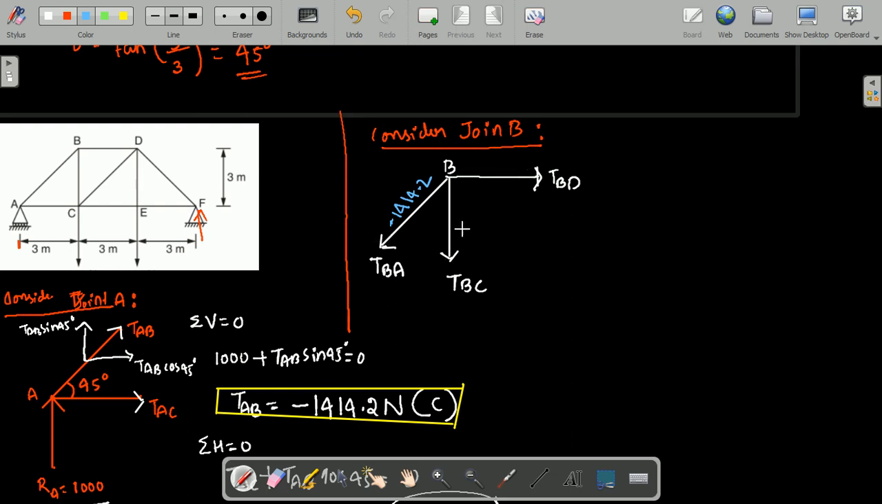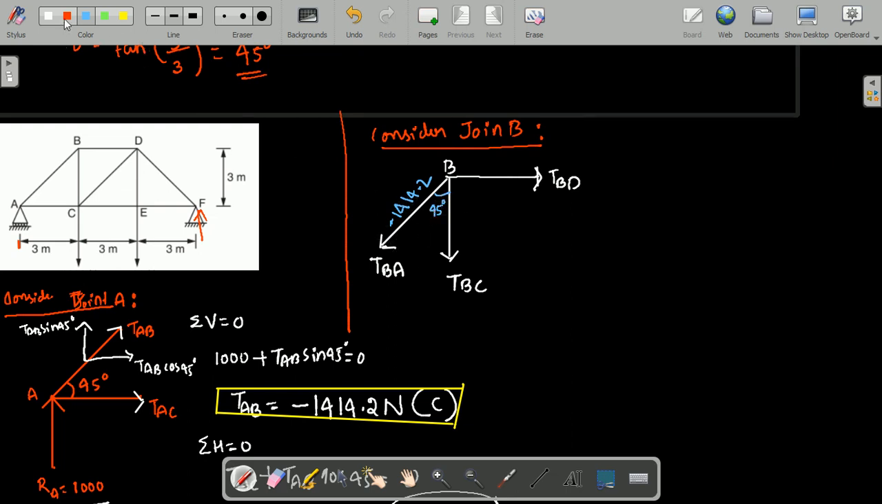So now the unknowns are 2, so that we can consider joint B, because the joint should be considered in such a way that there are only 2 unknowns in the joint. TAB is already known, TBC and TBD we need to calculate. And this inclination is known, either you can consider with respect to x axis or y axis, since it is 45 degree, therefore it is same. So I have considered now, it is with respect to y axis.